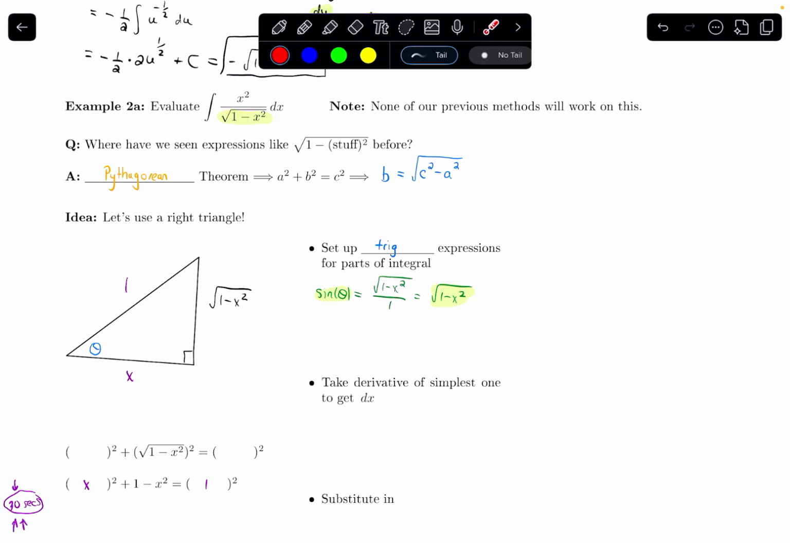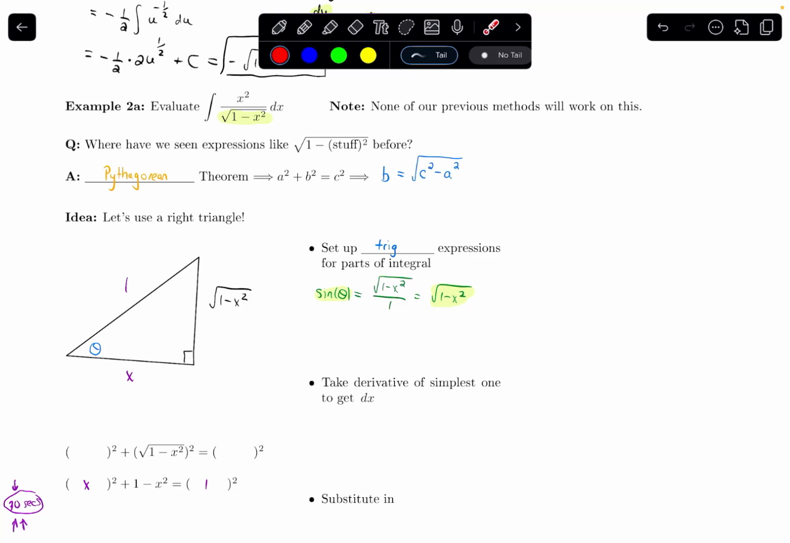Okay, so I still got this thing on the numerator, x squared. But I see x in my triangle. So let's set up a trig function that will involve this side, the adjacent side. And there's multiple choices, like I can do tangent, which would be this opposite over the adjacent. Or I could do cosine, which will be this x over the hypotenuse. So which one should I pick?